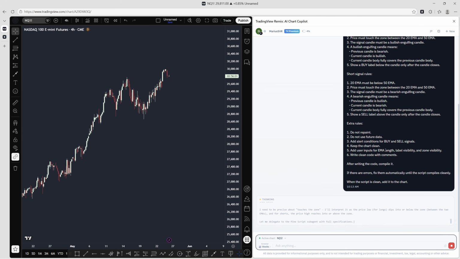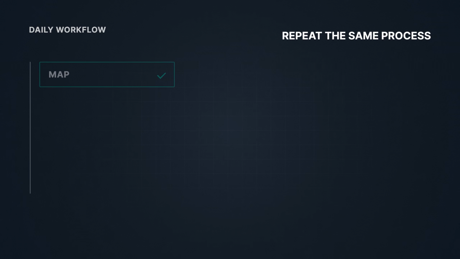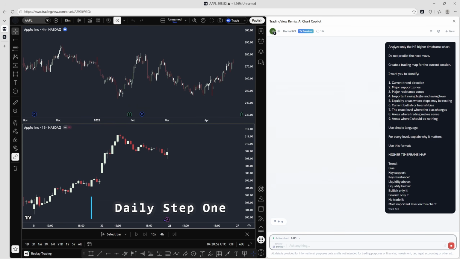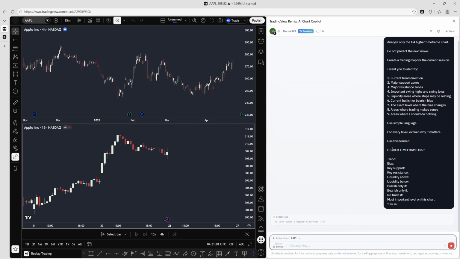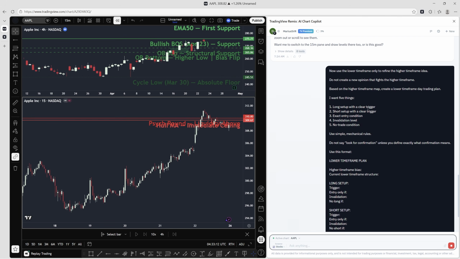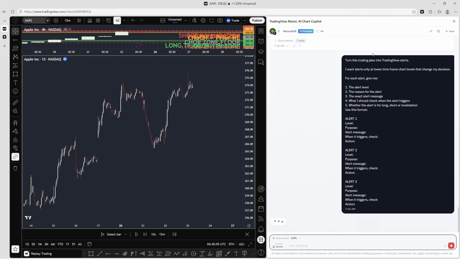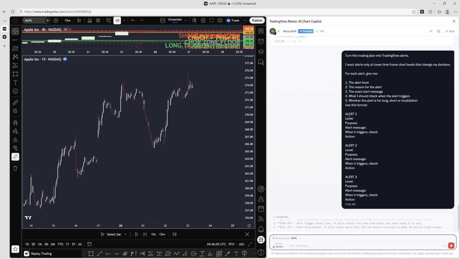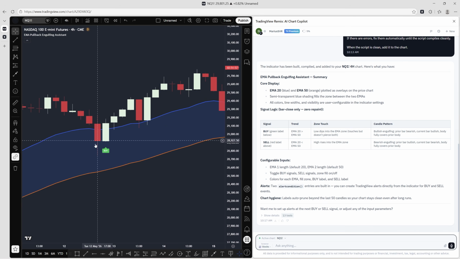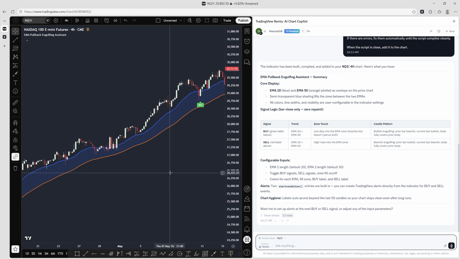So let's compress everything into a daily workflow you can use tomorrow. The goal is not to ask the agent random questions every morning. The goal is to repeat the same clean process. So you start the session on the higher time frame and let AI help you mark the main direction and the important areas. After that, you move down to the lower time frame only to shape the entry around those areas. When price gets close to a decision level, your alert brings you back to the chart. The indicator is only useful after that, because the signal must match the plan, not replace it.